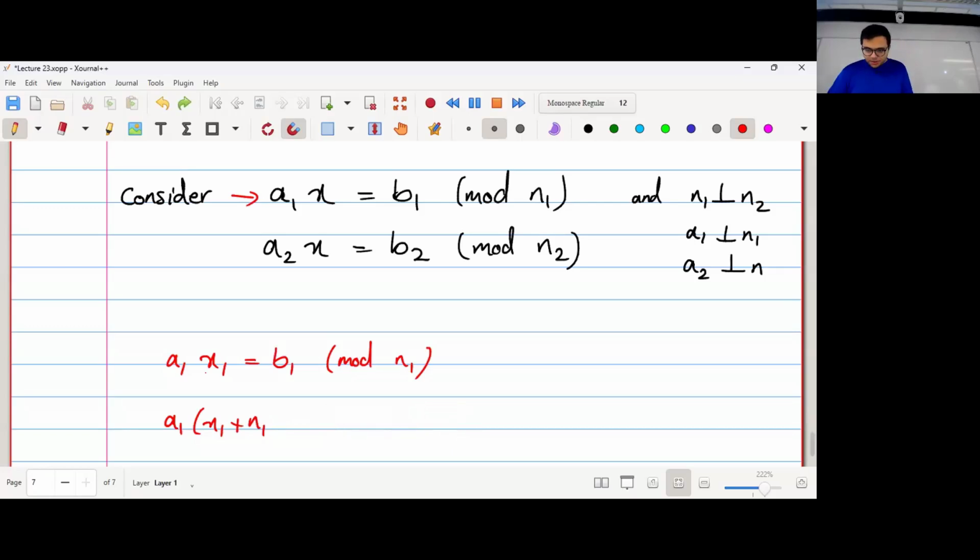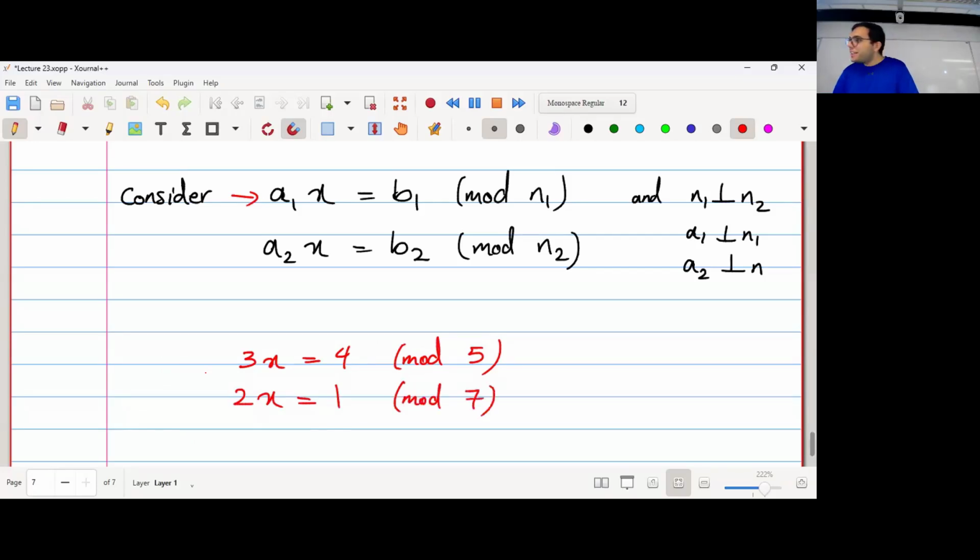Let's do an example, actually. So let's say my first equality is 3x equals 4 modulo 5, right? I'm too lazy for 7. And let's say that my second one is 2x equals 1. Now I have no way, I have to say modulo 7. Okay. So n1 and n2 are relatively prime. This 3 is relatively prime to 5, 2 is relatively prime to 7.